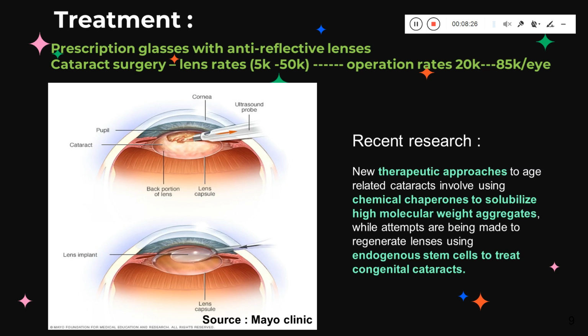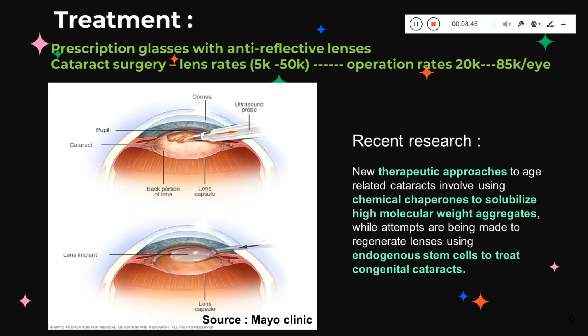But if it is not reducing, and you are still having a lot of complications, then the only option for you is cataract surgery as of now. When you're talking about surgery, the lens that I spoke about is the thing which has most of the cost. This lens may cost you from 5K to 50K. There are different brands and different things.